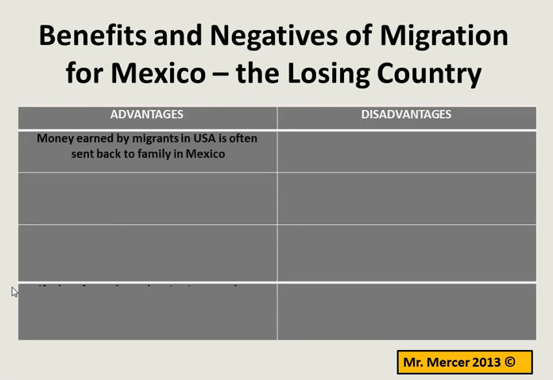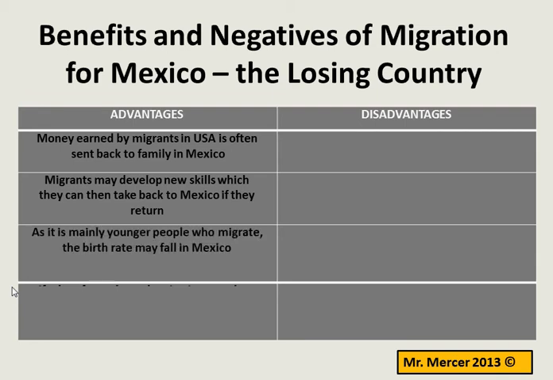First of all, for Mexico, the losing country. Well, the advantages are, one, that you get money being sent back from the USA to Mexico. Two, migrants may develop new skills which they can take home. Three, it's mainly younger people who migrate, and because younger people are leaving, that means the birth rate falls. That means there's less strain on healthcare and other services. And if a lot of people are leaving, then it reduces pressure on jobs, which is good for Mexico's government.